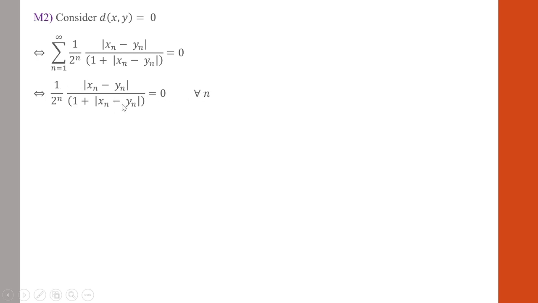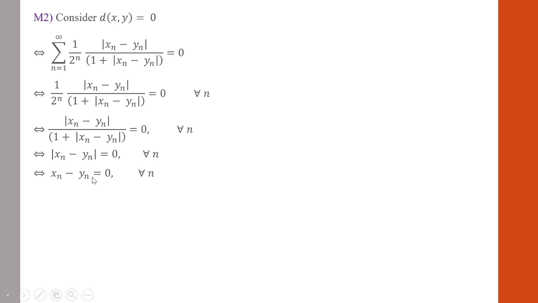Now here we have to multiply 2 raised to n on both sides, we get this. Now again multiplying by 1 plus the absolute value of xn minus yn on both sides. So here we are multiplying 0 by any value, we get 0, and therefore we get the absolute value of xn minus yn is equal to 0 for all n, and therefore xn minus yn is equal to 0 for all n. So we get from that the sequence xn is equal to the sequence yn, and therefore the sequence xn is nothing but x, the sequence yn is nothing but y. So we get x is equal to y.